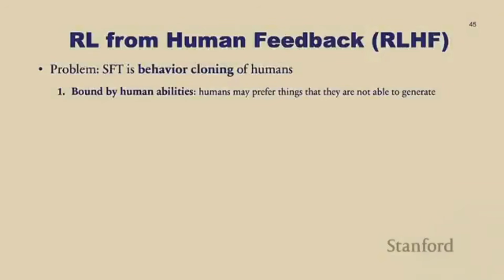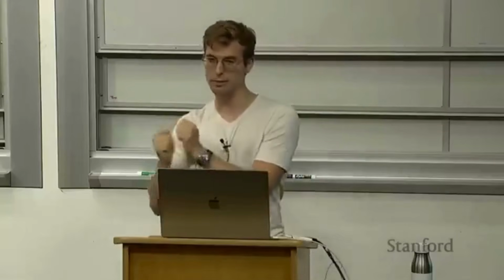Humans won't generate the things that they think are actually the best thing to generate. If you ask me to write a book, I can definitely enjoy a book. I can probably say one book is better than another, but I'm definitely not going to be as good at writing the book that I want to read. So you're going to be bound by the human ability to generate things, even though humans might be better at distinguishing between things. That's one issue.